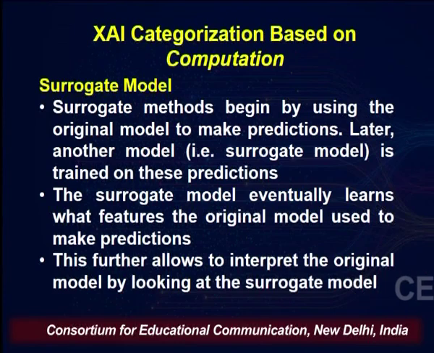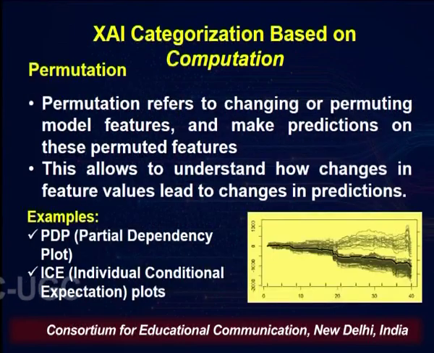The last one is XAI categorization based on computation. There are two ways in which we can do it. The first one is the surrogate way and the second one is the permutation way.